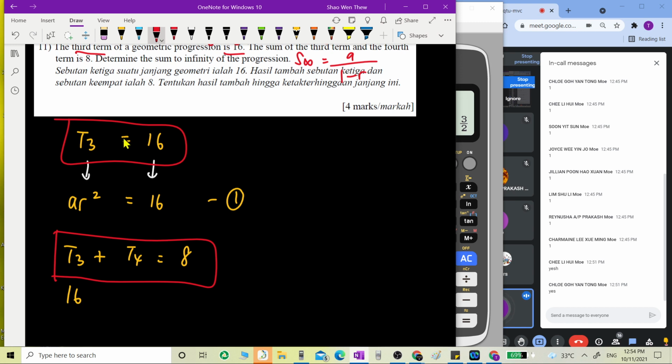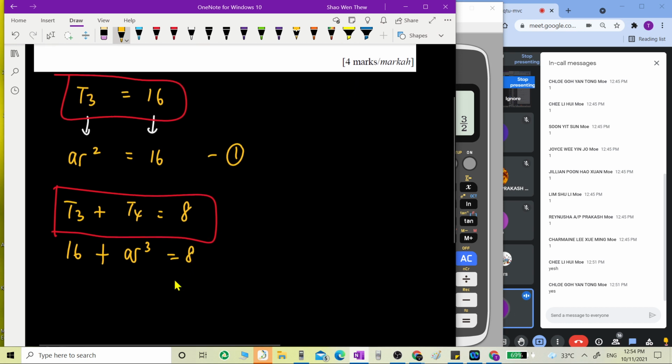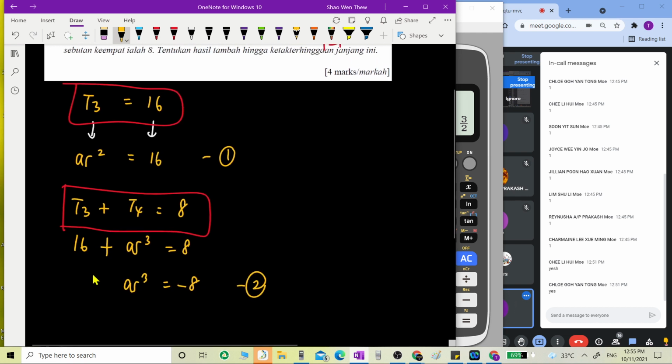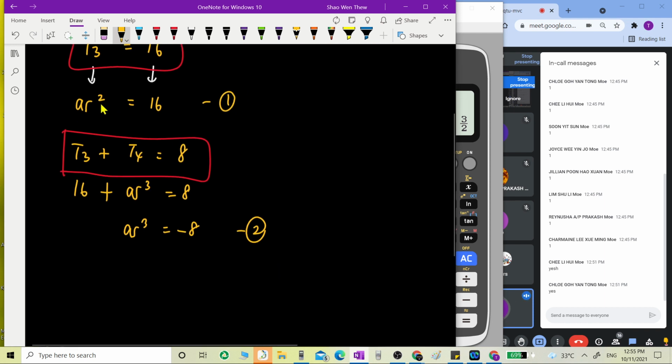Okay, there must be a reason why I do all this. 16 plus AR power 3 equal to 8. So this one you can bring to the right hand side. Second equation. So with this 2 and 1, in GP, you need to know something like 1 divided by 2, or 2 divided by 1. So you compare and see, this one is square, this one is cube, right? Cube is bigger than square. So usually I put number 2 divided by number 1.